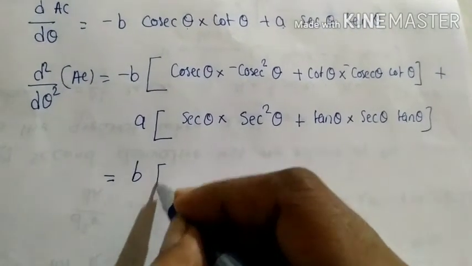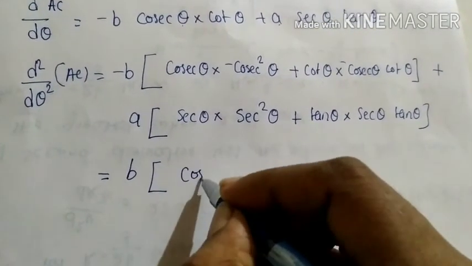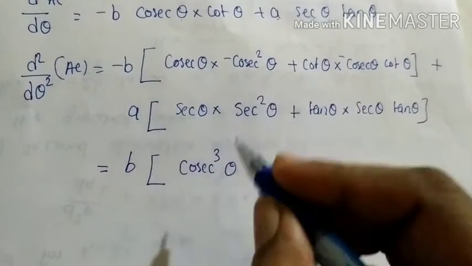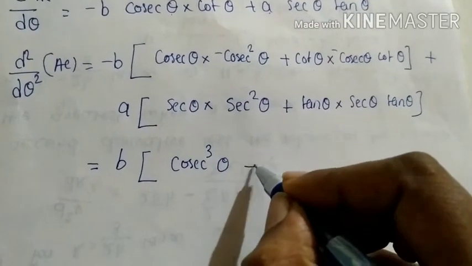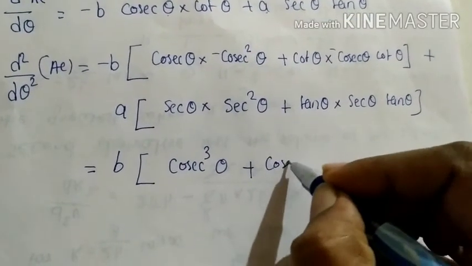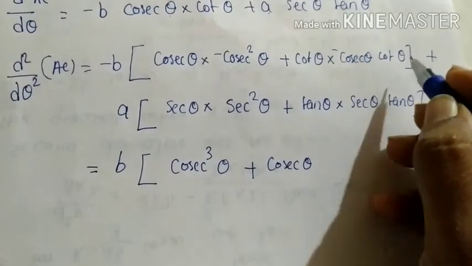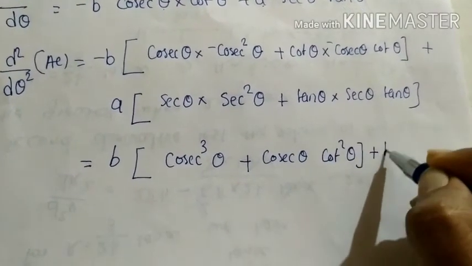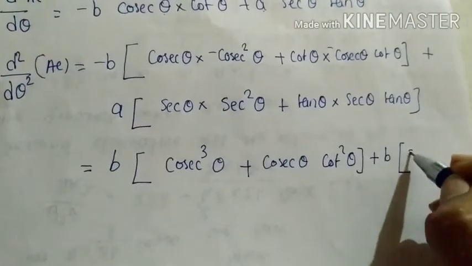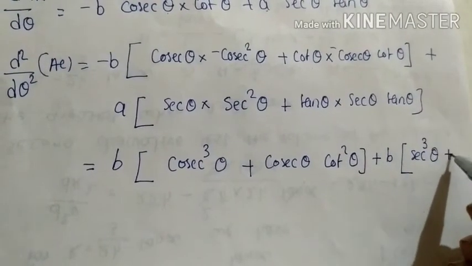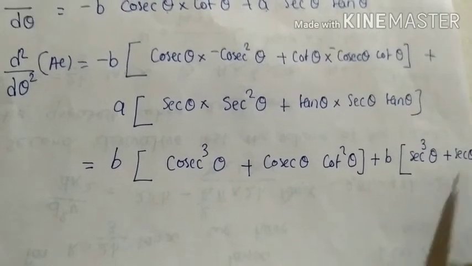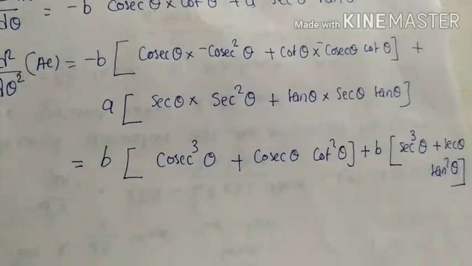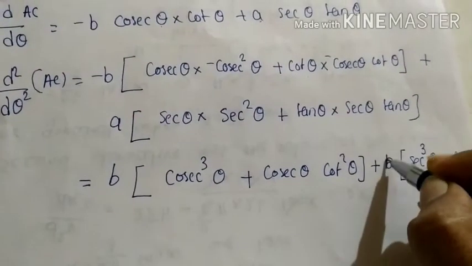So the whole step will become b into cosec cube theta, cosec square theta into cosec theta will become cosec cube theta, plus cosec theta into cot theta, that means cot square theta, plus b into here also sec cube theta plus sec theta into tan square theta. We get the value as, here is a, right?